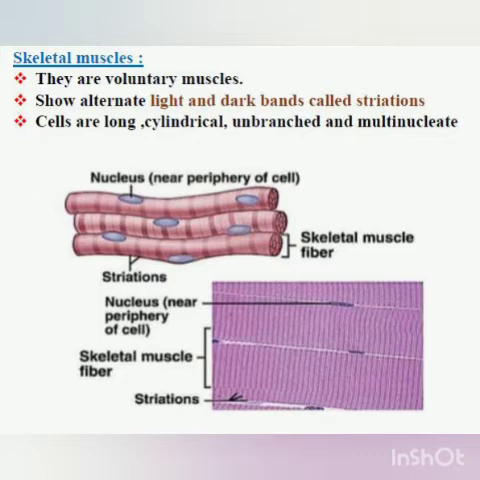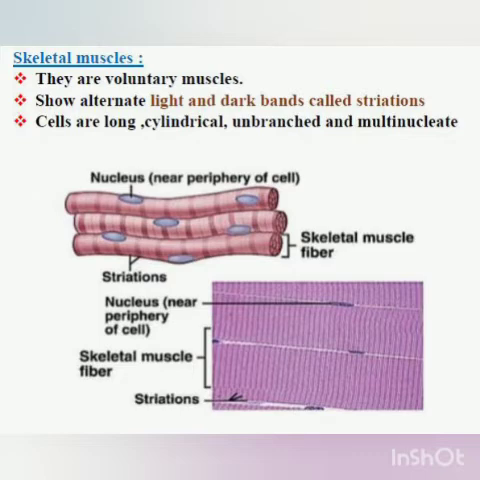Okay, you can see here the nucleus. This long thing which you are seeing is a muscle fiber. This is the cell, and the cell has a nucleus, so you can see the nucleus also, and it has striations also. That is why it is called the striated muscle. Now the cells are long, cylindrical, as you can see. They are not branched, and they are multinucleate, meaning in one cell many nuclei may be present. Is it clear to all of you?